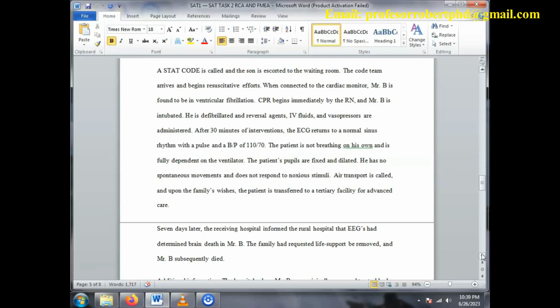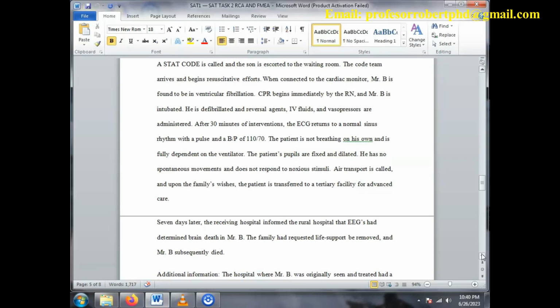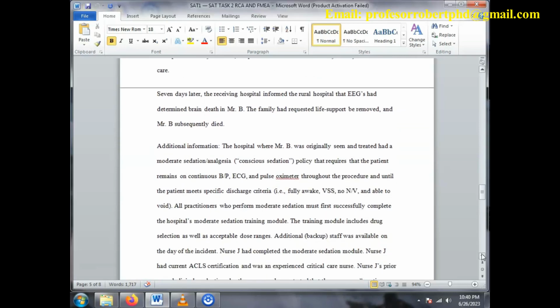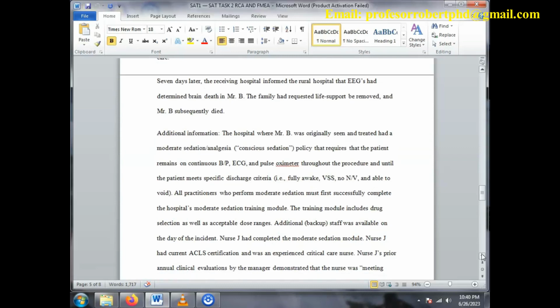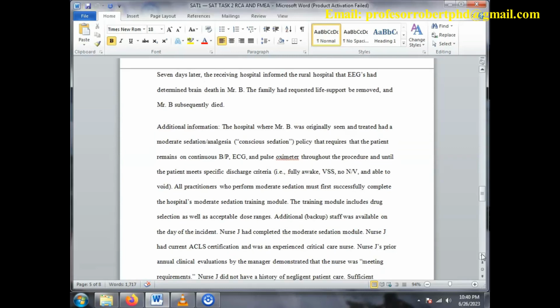The patient's pupils are fixed and dilated. He has no spontaneous movements and does not respond to noxious stimuli. Air transport is called, and upon the family's wishes, the patient is transferred to a tertiary facility for advanced care. 7 days later, the receiving hospital informed the rural hospital that EEG had determined brain death in Mr. B. The family had requested life support be removed, and Mr. B subsequently died.